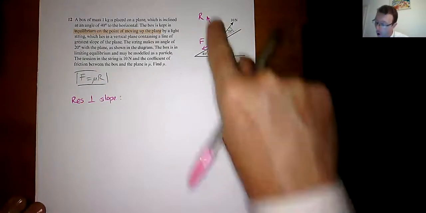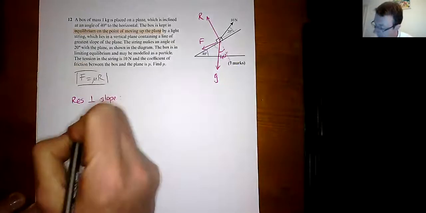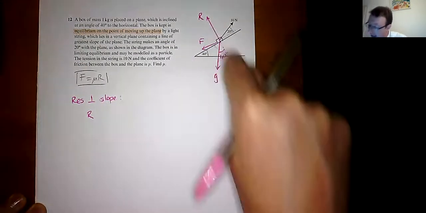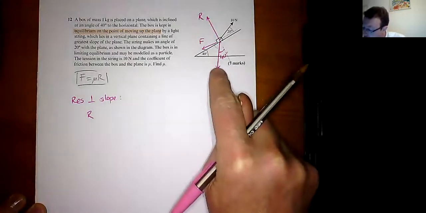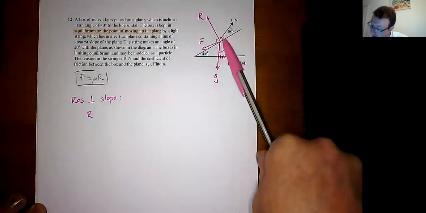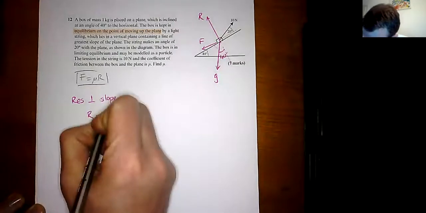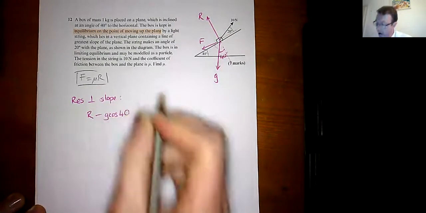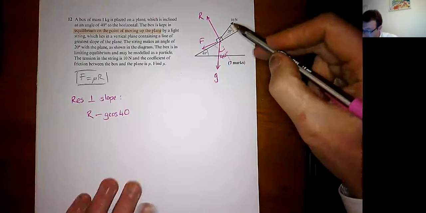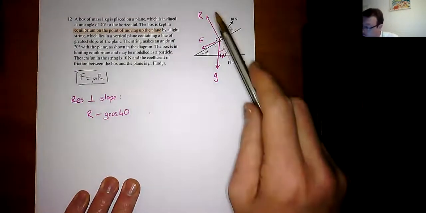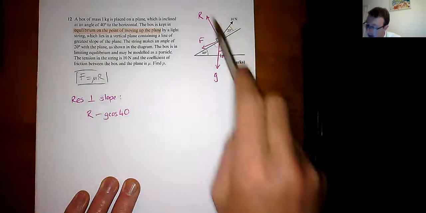So we've got R going up. We've got this component of G going down. Now what is it? It's G cos 40. That's the adjacent. So minus G cos 40. But now, what else have we got? This guy has a component going perpendicular to the slope as well.